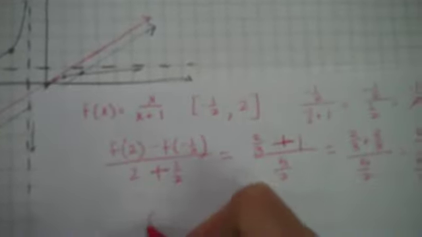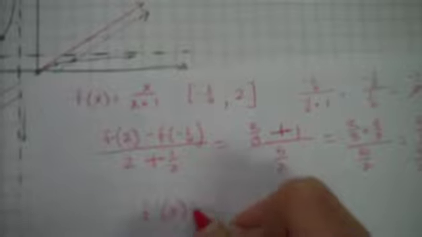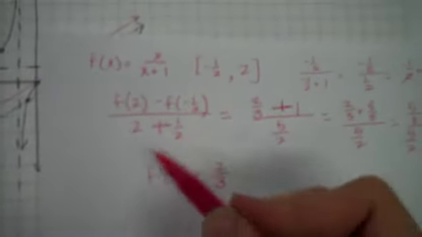Alright, so we have just found that the slope of my secant line, or the rate of change of this average change, is going to be 2/3. So there it is. So now what I'm interested in is, for what value of x is f prime of x equal to 2/3. So to do that, I'm going to have to derive this.